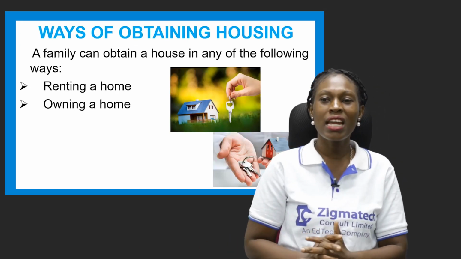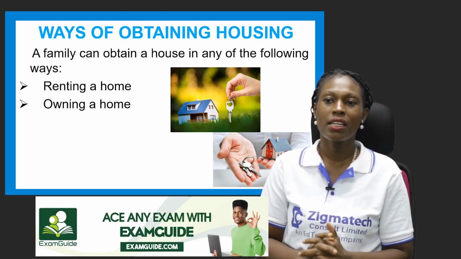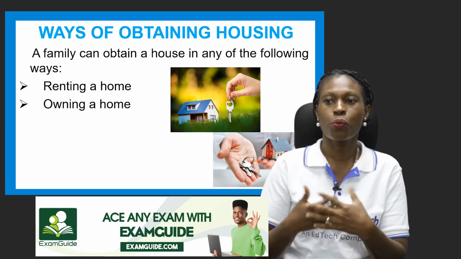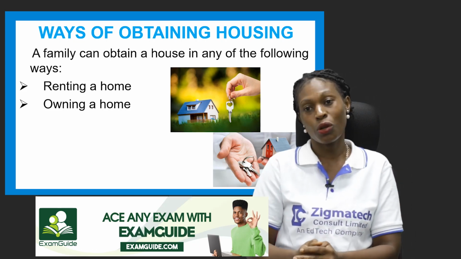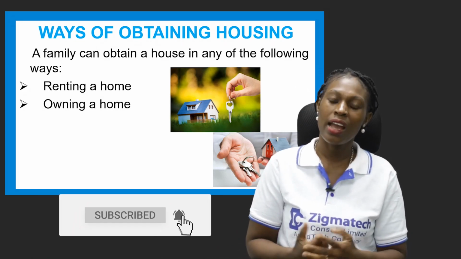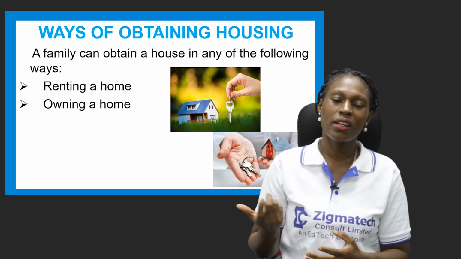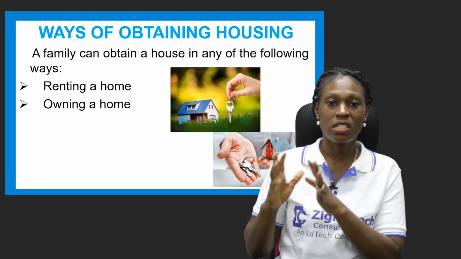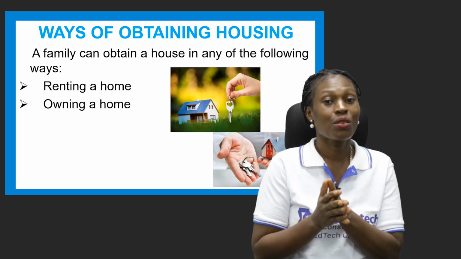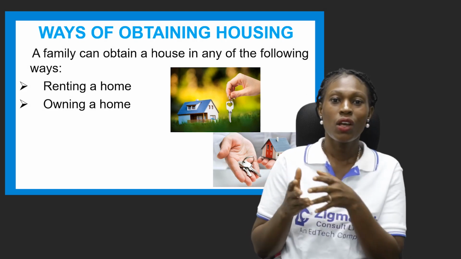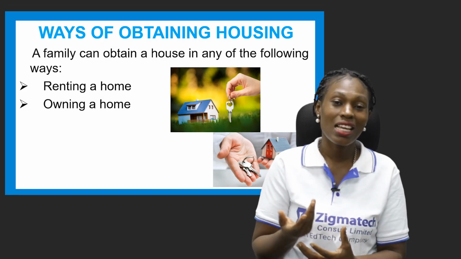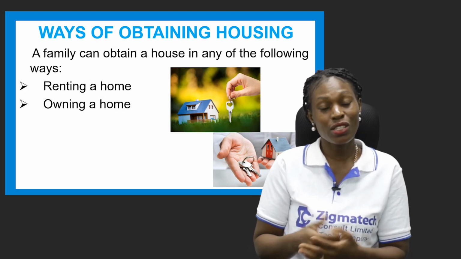Now, let's look at the ways in which a family can obtain housing, ways of obtaining a house. How can a family obtain a house? Now, there are a whole lot of ways you can obtain a house. The first one is renting a home. Someone that is renting is actually renting a housing unit in a built house. Now, the owner of the rented house is called the landlord, and the renter is referred to as what? A tenant. So you can actually rent a space, and that way that's your space for that period.